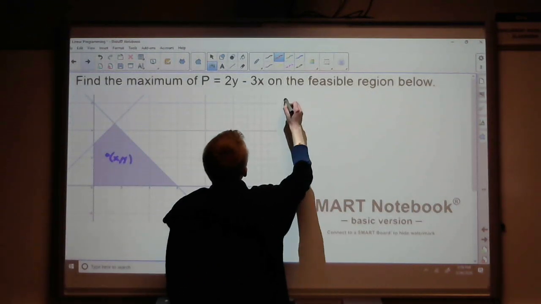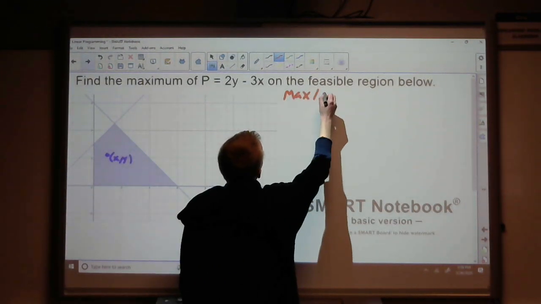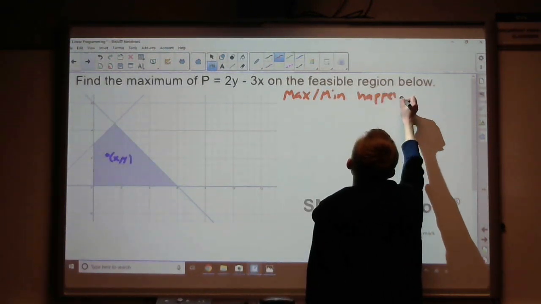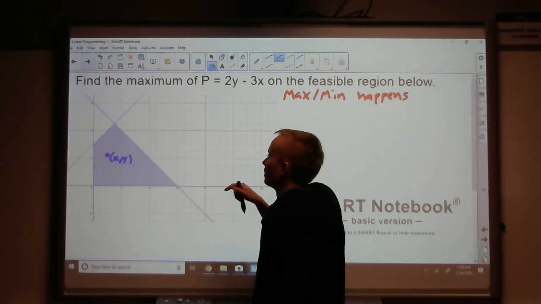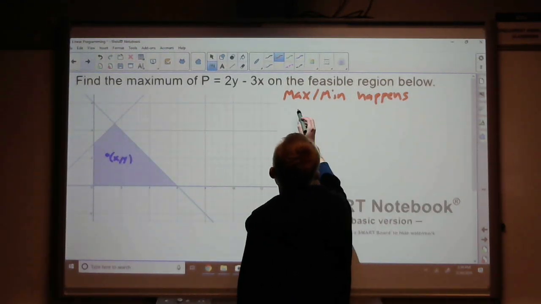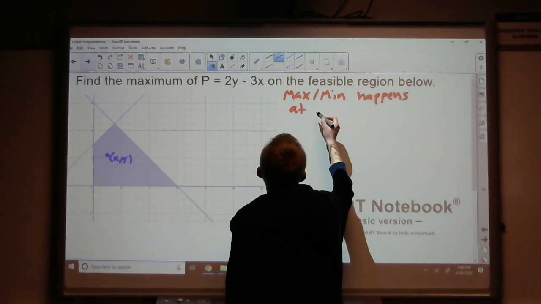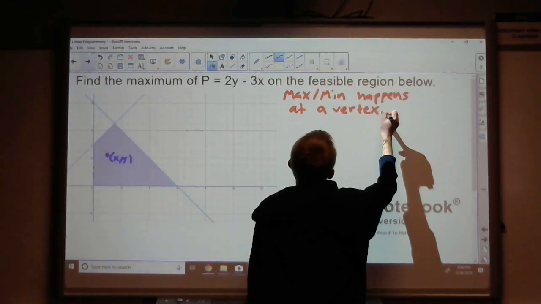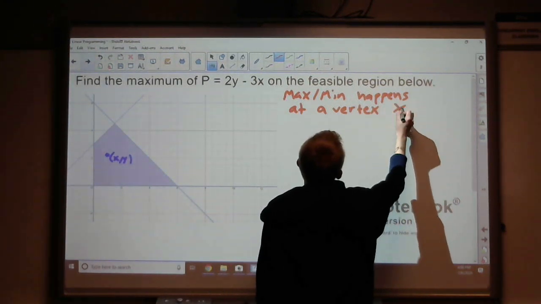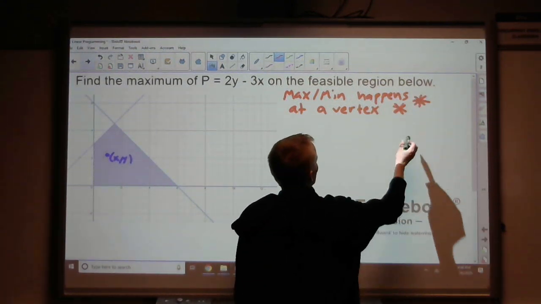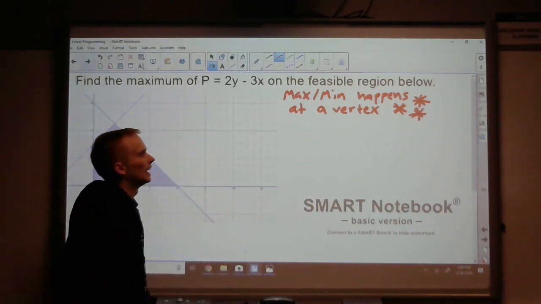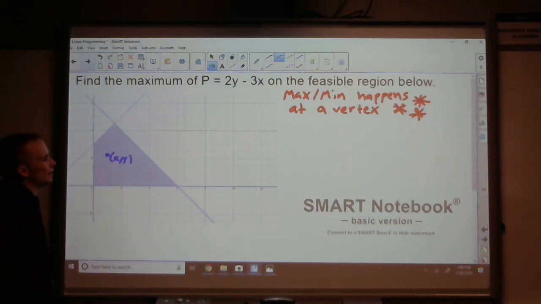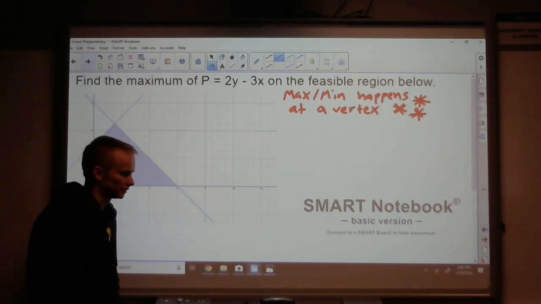So the max or min always happens, for a linear function that you're maximizing, at a vertex. Okay, so this is important. This is the main idea you need to take away from today: the max or min of a linear function will always happen at a vertex of the feasible region.